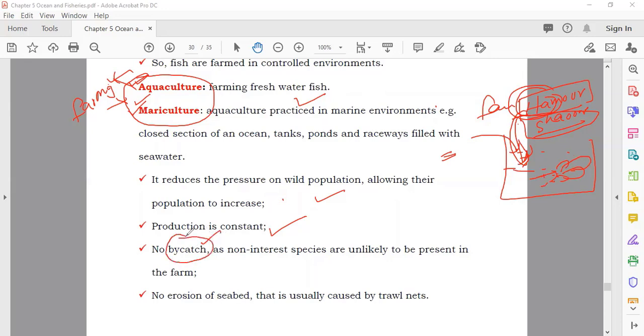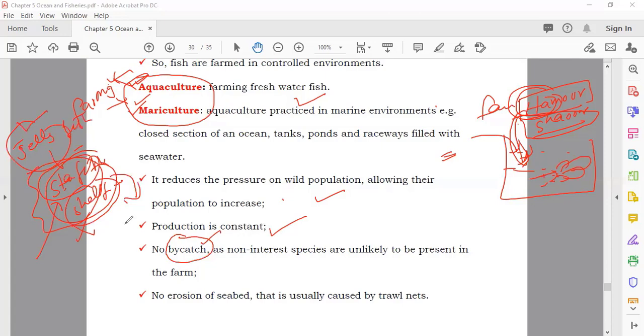Remember, what do we mean by bycatch? Bycatch means you put a net, and you need only, let's say, jellyfish. You put the net inside to catch the jellyfish. But when you pull it out, you found jellyfish, you also found starfish, you also found shellfish. These two you don't need, but they are coming. So what you will do is take the starfish and shellfish and throw them again in the sea, and keep only the jellyfish. This is known as bycatch. You are separating what you need and throwing back in the sea what you don't need. But when you are doing farming like this, you do not need this process, because here there is only one type of thing which you put in already. Is it clear?